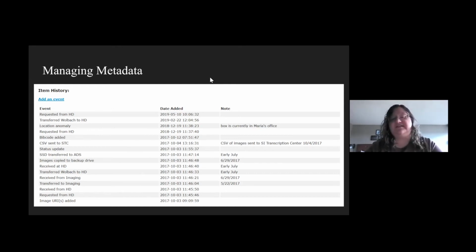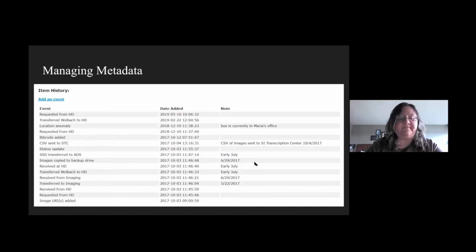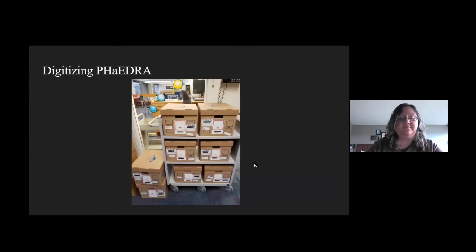And actually the database came online in October of 2017, but we had kept notes for the boxes and the volumes that we had already started the process. That's why you see a bunch here at October, and these dates in July in the notes field here. So in the next few slides, I'm going to have some images of the process that each volume goes through.